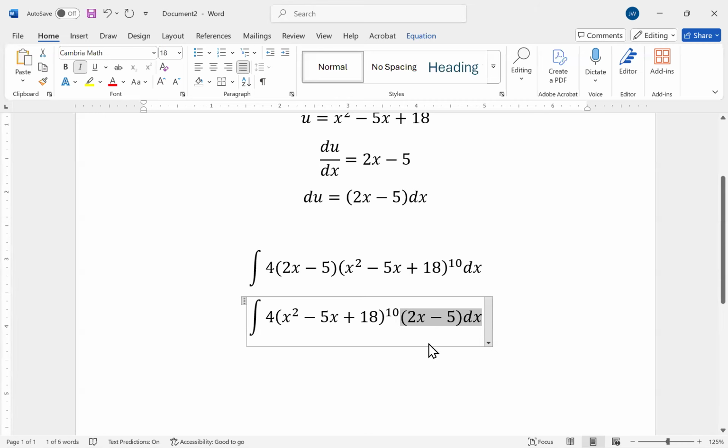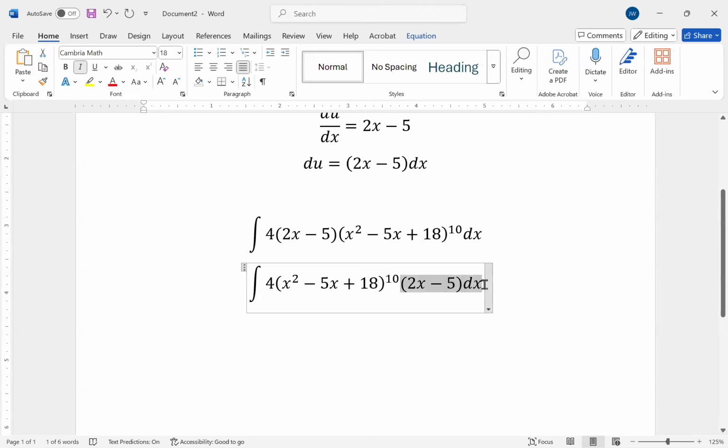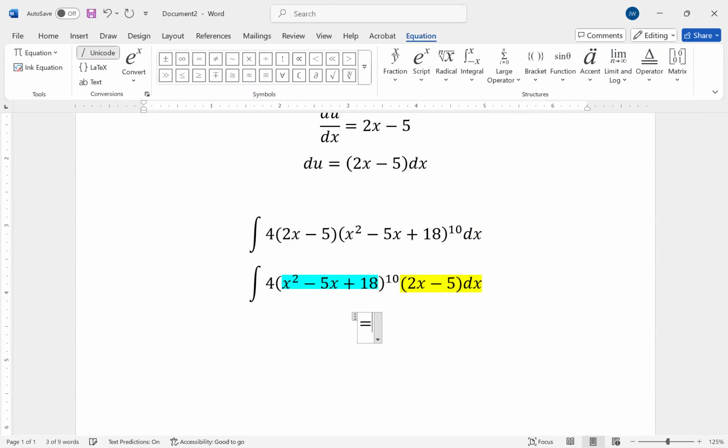Now, for a moment, I'm going to highlight some things just so that we know what's going on. This 2x minus 5 dx is going to get replaced with the du. And then this x squared minus 5x plus 18 is going to get replaced with the u. So that integration is the same as the integral of 4 times u to the 10th du.